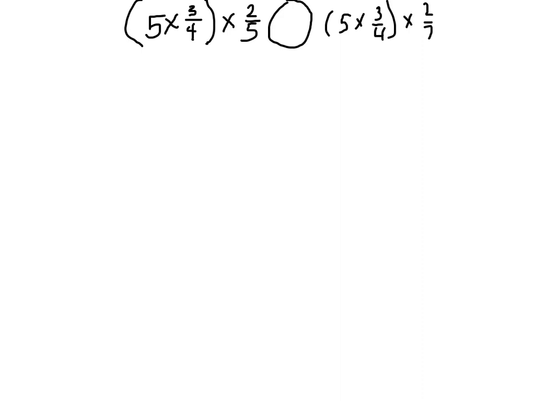The last thing we're going to talk about is comparing expressions without calculating. Here we have the expressions 5 times 3/4, and taking that and multiplying it by 2/5. We also have the same 5 times 3/4, and taking that expression and multiplying it by 2/7. In these expressions, we know that 5 times 3/4 multiplied by 2/5 is larger than 5 times 3/4 multiplied by 2/7.